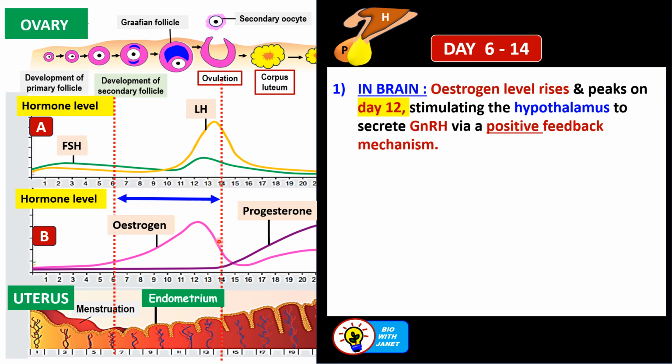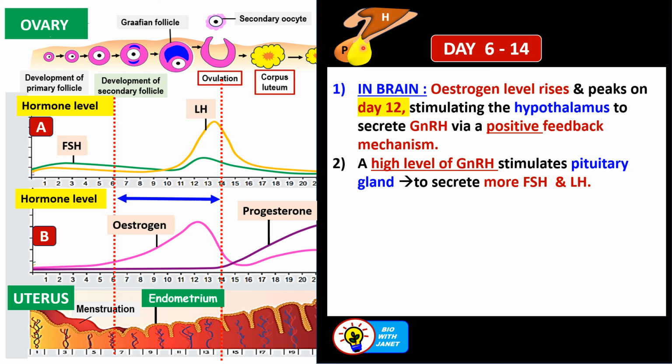It is transported by the blood to the hypothalamus, and the estrogen will stimulate the hypothalamus to secrete GnRH via a positive feedback mechanism. That means as estrogen level rises, the GnRH level will also rise, right? A high level of GnRH stimulates the pituitary gland below it to secrete more of the hormones FSH and LH. That's why you see that as estrogen level increases and peaks, the level of FSH also increases until it reaches maximum here, and so too the LH. Always remember that the LH levels are higher at day 13 or 14 compared to FSH. That's how we recognize the two graphs. The higher graph is for LH, right?